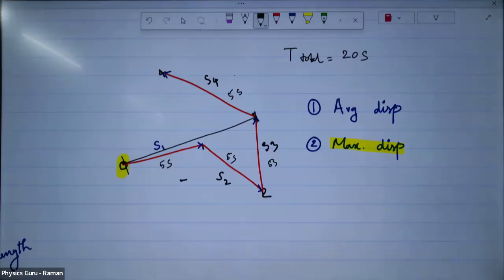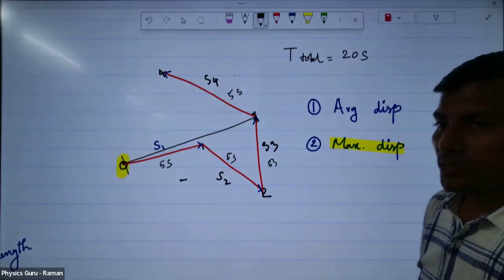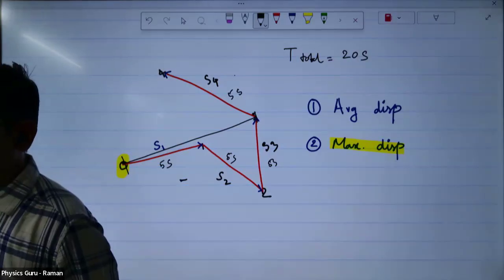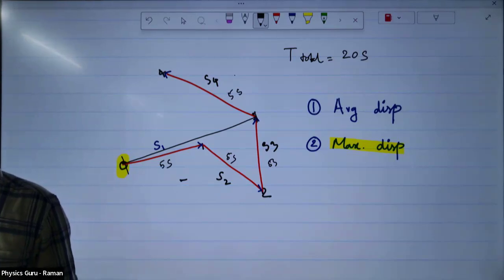Sir, how do we calculate the average displacement? S1 plus S2 plus S3 plus S4, divided by the total number. Very good. Noted?